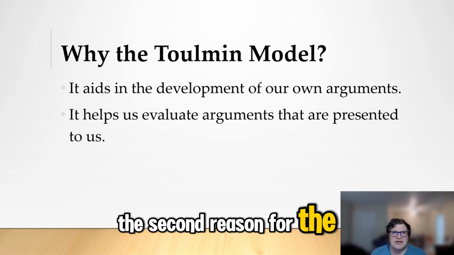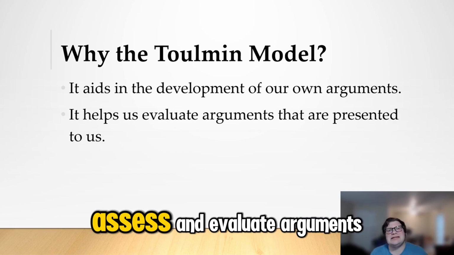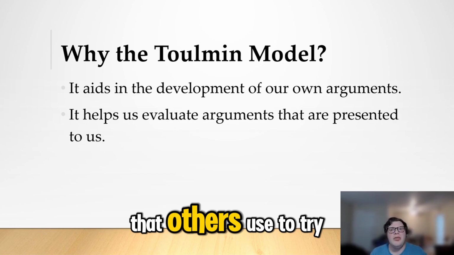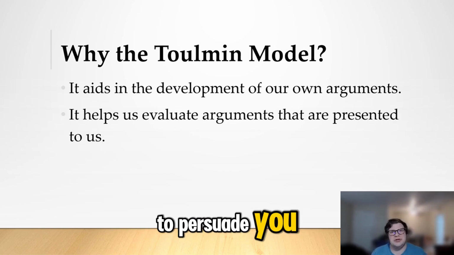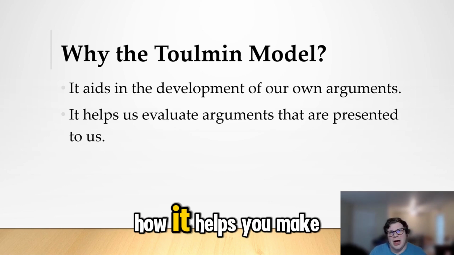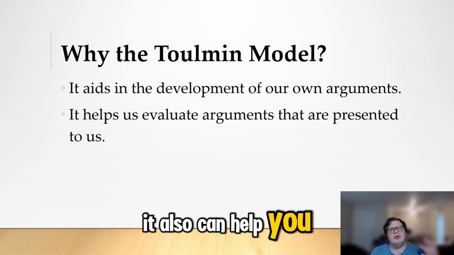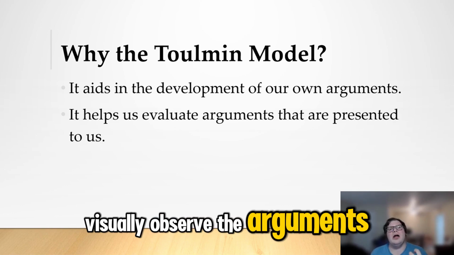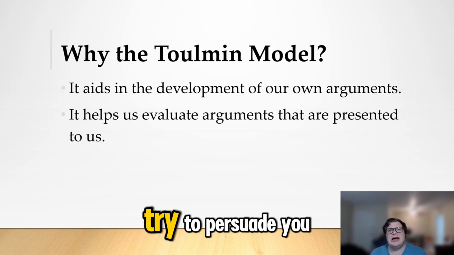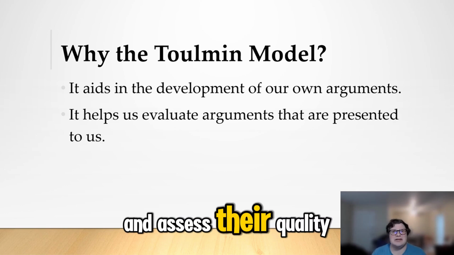The second reason for the Toulmin model is that it helps you assess and evaluate arguments that others use to try to persuade you. In a similar way to how it helps you make arguments, it also can help you visually observe the arguments other folks are using to try to persuade you and assess their quality.